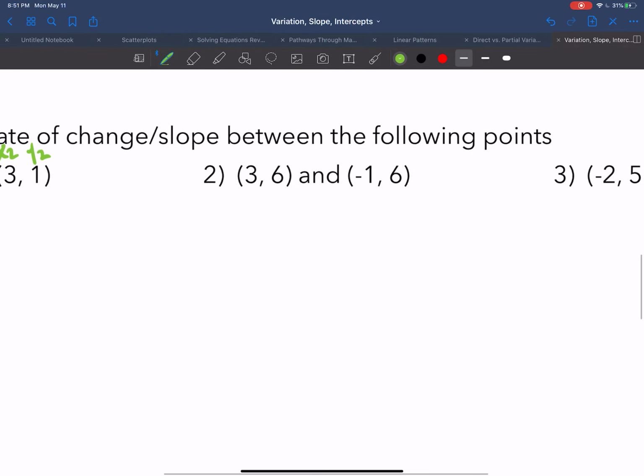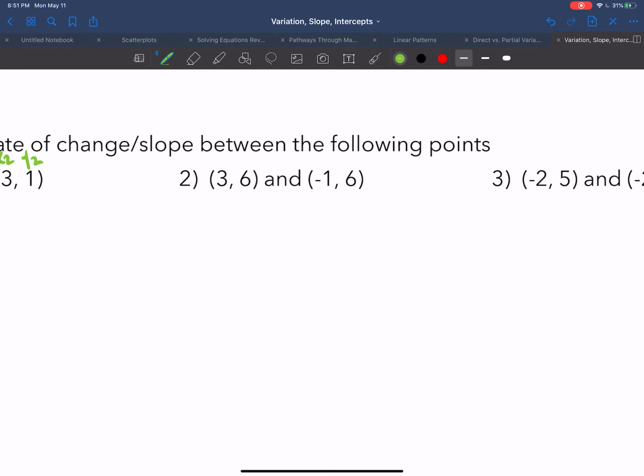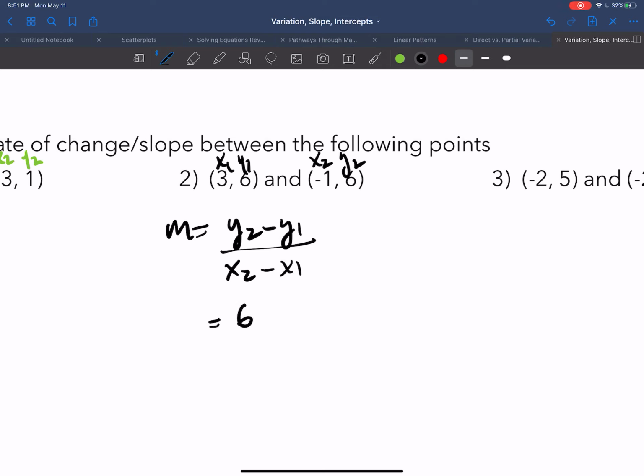Look at the next ones here. Now if you look at the coordinates, you might notice something. If you don't, that's okay. Oops, that's a mistake. x1, y1, x2, y2. And I recommend you write out the formula just so you memorize it properly. So y2 is 6, y1 is 6, x2 is -1, x1 is 3. Now if I subtract here, I get 0 over -4, and 0 divided by anything is going to be 0. So we have a slope of 0.